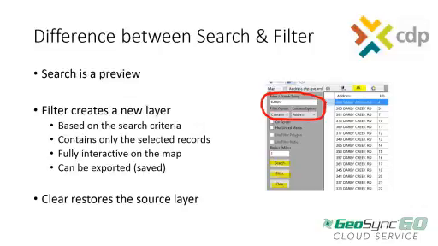When we say search and filter, there's a difference in there. There's a search button on the tab, and search is really a preview. You click search and you'll get a preview listing of the results of that particular search. The filter actually creates a new layer. So it takes the search criteria and then it creates a new map layer. It's a sort of temporary layer that only contains the selected records. So that provides a view that you can use. It's going to be fully interactive on the map, and then you can export that subset of data. It's a filtered set of data. The clear button on the tool will just restore back to the master layer, the source layer, with all the records.